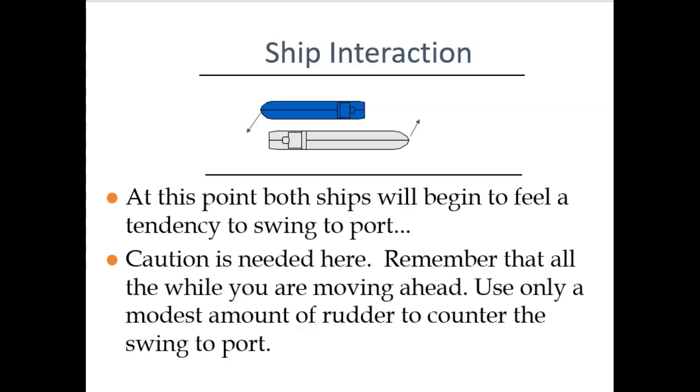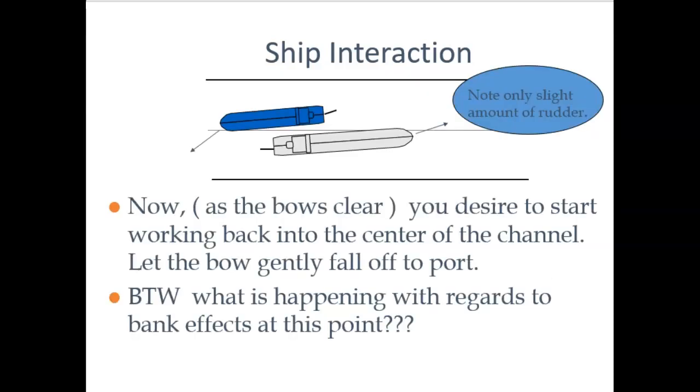My last bullet here is caution is needed. Remember that all the while you're moving ahead. Use some modest rudder. The ships are going to want to find the center of the channel. They're almost going to want to do that by themselves. You're being less aggressive with the rudder at this point. Now, as the bows clear, both are coming clear. They're both going back to the center line of the channel, which I've now put back in place here. Let the bow of each ship fall gently off to port. Gray ship's going to port, blue ship's coming down to port.